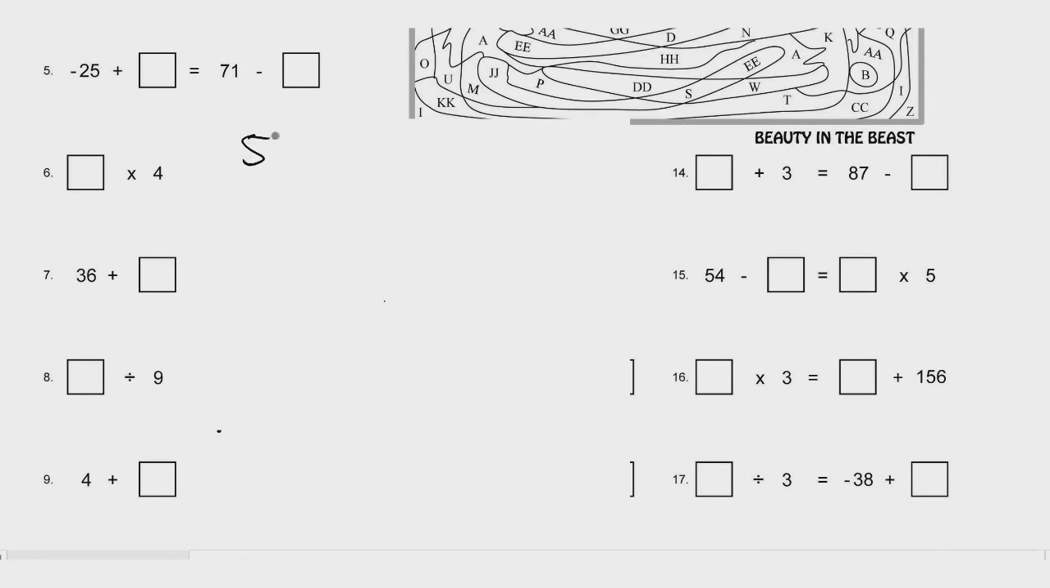Problem 15: 54 minus an empty box is n equals an empty box times 5. And again, we put n's for empty boxes. I'm going to join this n times 5 to 5n. And we have 54 minus n. I think the best thing to do is send the negative numbers to the opposite side first.